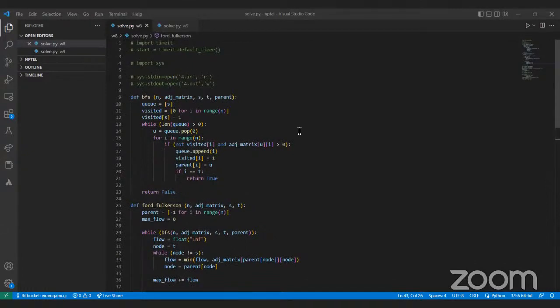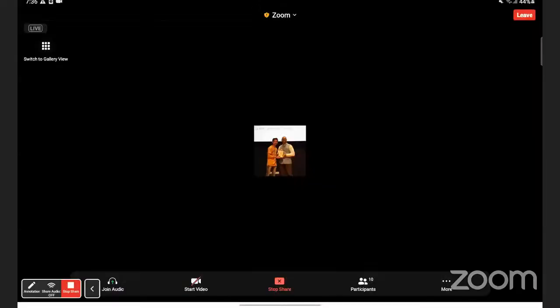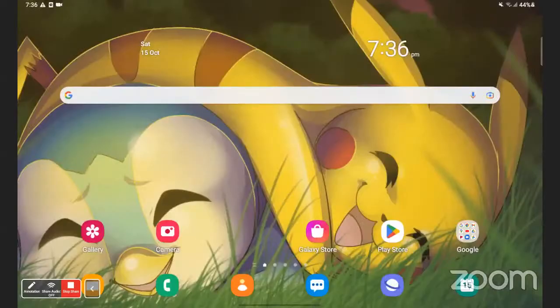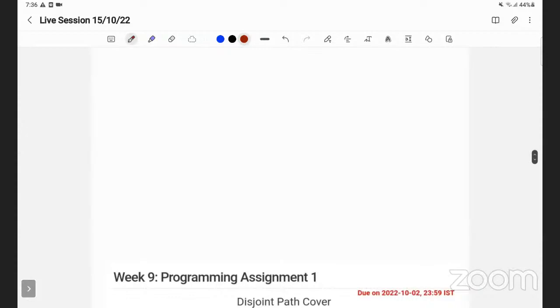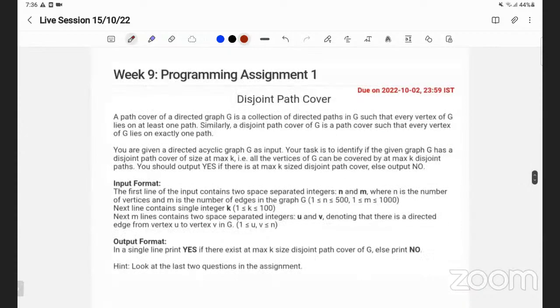Okay, no doubt. Good. So I will share another. Let's just go through the week 9 question. So the week 9 question is based on a disjoint path cover, which is a particular property of the min cut max flow problem, right? So let's first understand what is a disjoint path cover.